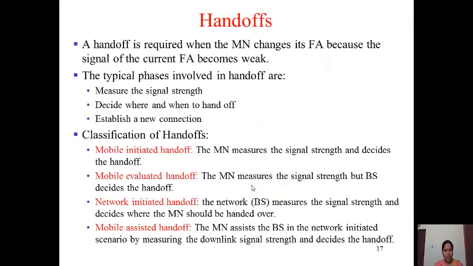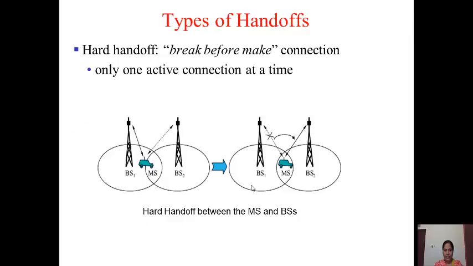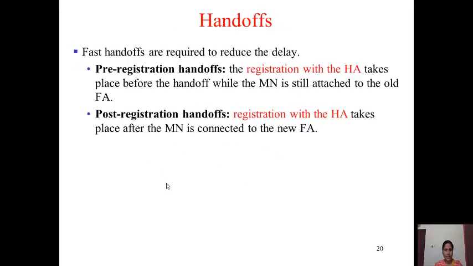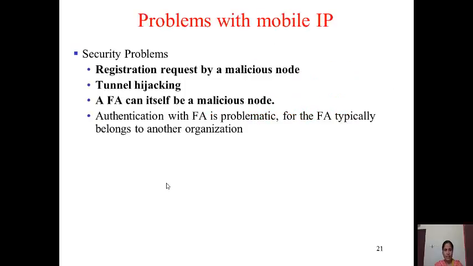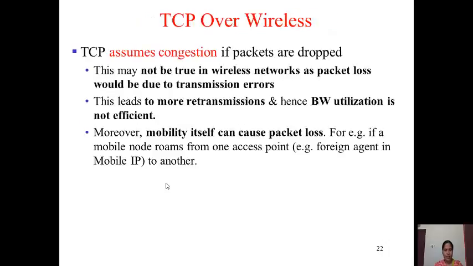Again, we understood about the handoff mechanisms, the classifications, and of course the differences among each of these classifications, the difference between the hard handoff and the soft handoff with a simple scenario, and what is the need for a fast handoff, and again its types, and what are the general issues that mobile IP will experience, such as tunnel hijacking, or a foreign agent being a malicious node, or a registration request that comes from a malicious node, and so on. And then we started discussing the TCP part, which is extended for the wireless network.